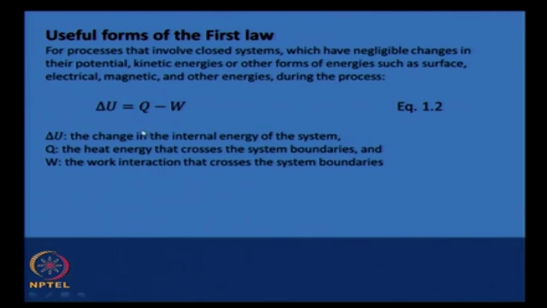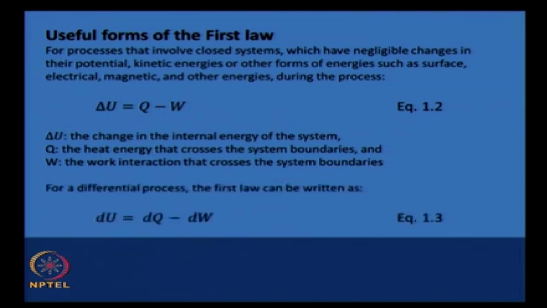Delta U equals Q minus W is a useful statement of the first law for us. This delta U is the change that occurs inside the system. Q and W are the energy interactions across the system boundaries. What happens inside is being related to what crosses the system boundaries. For a differential process, we can write the first law as dU equals dQ minus dW, where these d represent the differentials.